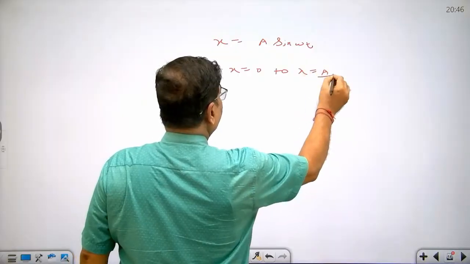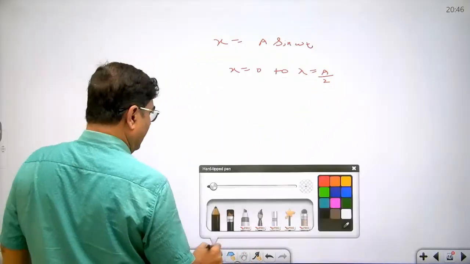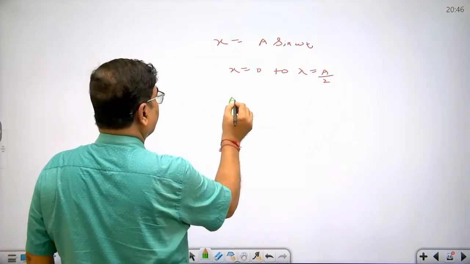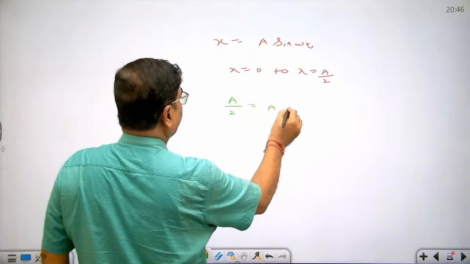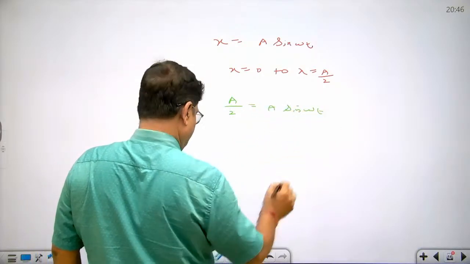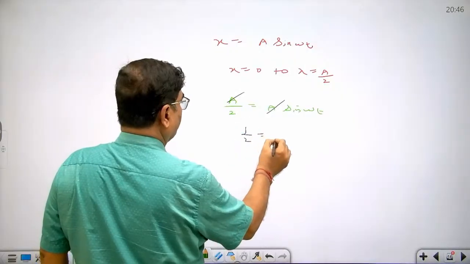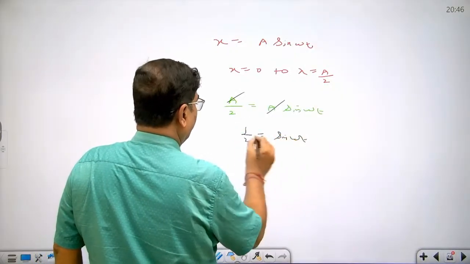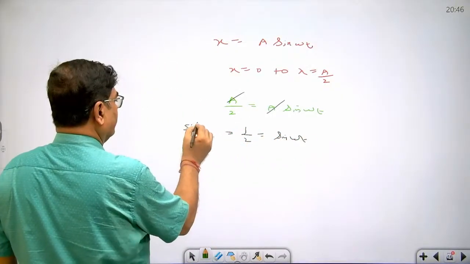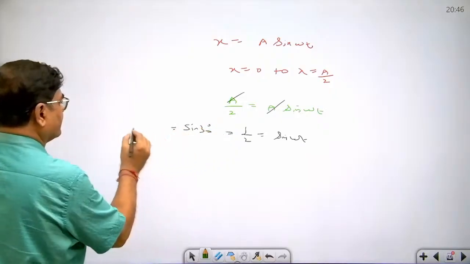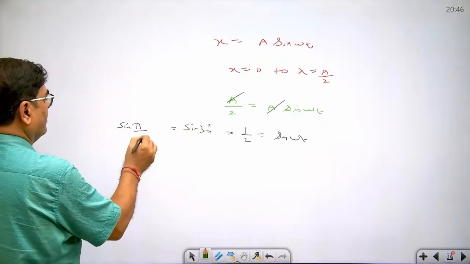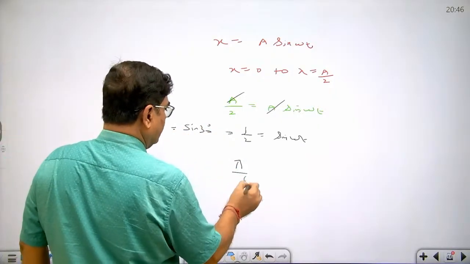This is very simple. Substitute the value of x equal to a by 2. This is equal to a sine omega t. Cancel a and a on both sides. You will get 1 upon 2 equal to sine omega t. 1 upon 2 is what? Sine 30 degree. Sine 30 degree is sine pi by 6.